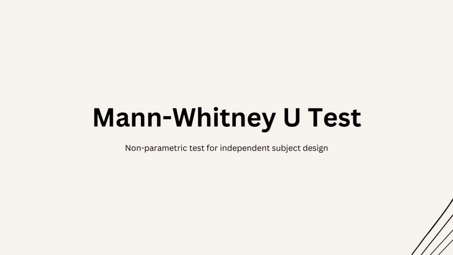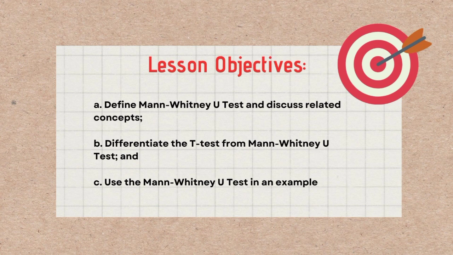So for today's video lesson, we're going to discuss the Mann-Whitney U Test, which is a non-parametric test for independent subject design. To begin with, here are our lesson objectives. A. To define Mann-Whitney U Test and discuss related concepts. B. To differentiate the t-test and Mann-Whitney U Test. And letter C. Use the Mann-Whitney U Test in an example.